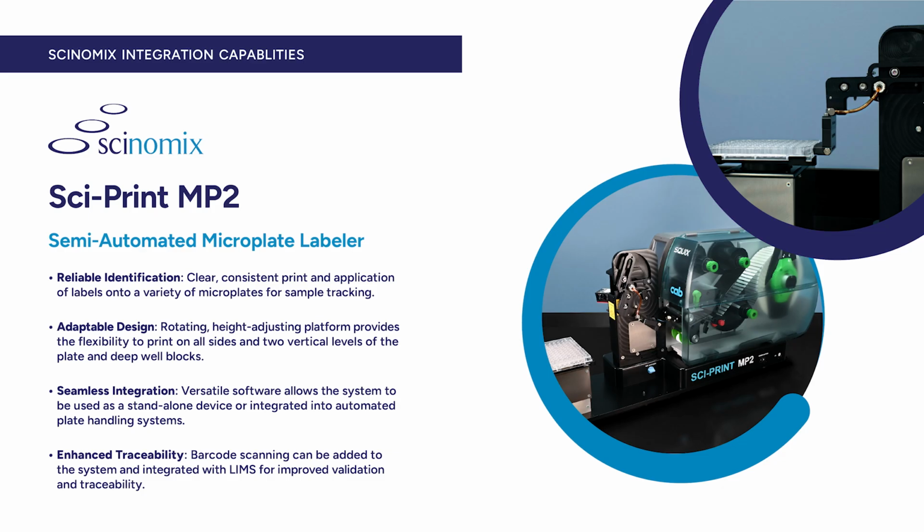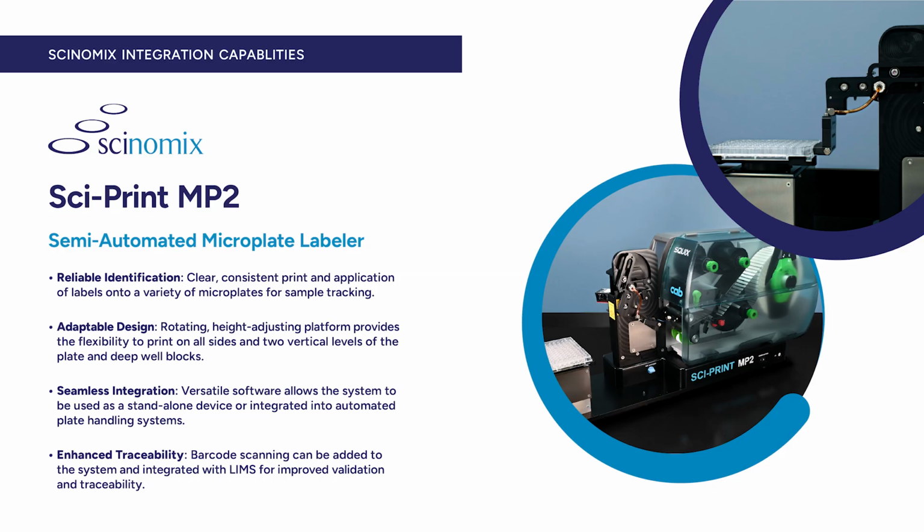And so today we're going to be talking about the Cyprint MP2, and that's the system we're going to be demoing. So a little bit about that system. This is a microplate labeler. So MP meaning microplate. This is a reliable identification using labels. So this is printing in both human readable and barcodes. You can have a lot of different styles of barcodes as well. So you get that increased functionality.